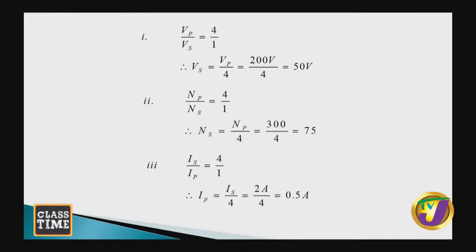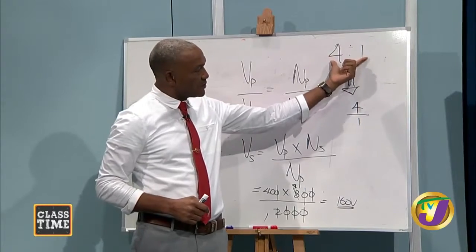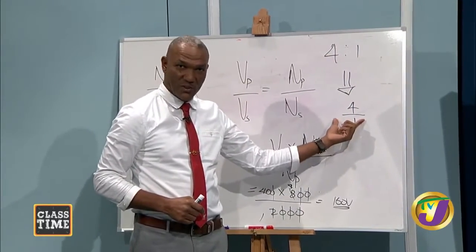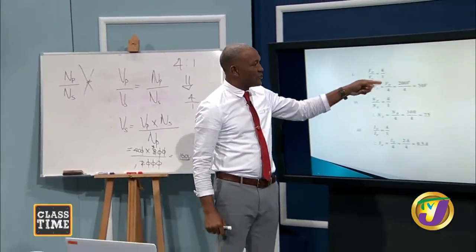So here we go with working out Vp over Vs, which is your turns ratio. Your voltage ratio that was given was 4-to-1. 4-to-1, as you would write it, is written as 4-to-1. But written in fractional form it is 4/1. This is the ratio set out, but this is your fractional set out, which is the same thing. So Vp over Vs is equal to 4/1.